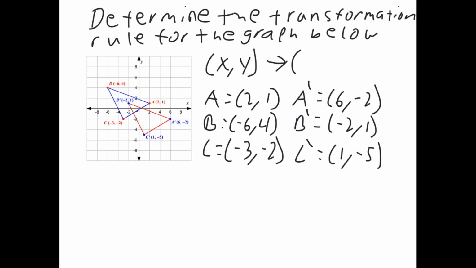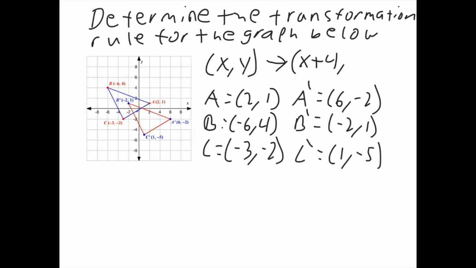So if you look at the x coordinates on each of these, for A, we have 2 to 6. Well, to get from 2 to 6, you have to add 4. Let's make sure it works on the other ones too. -6 plus 4 is -2. -3 plus 4 is 1. So that means we add 4 to the x. So x becomes x plus 4.